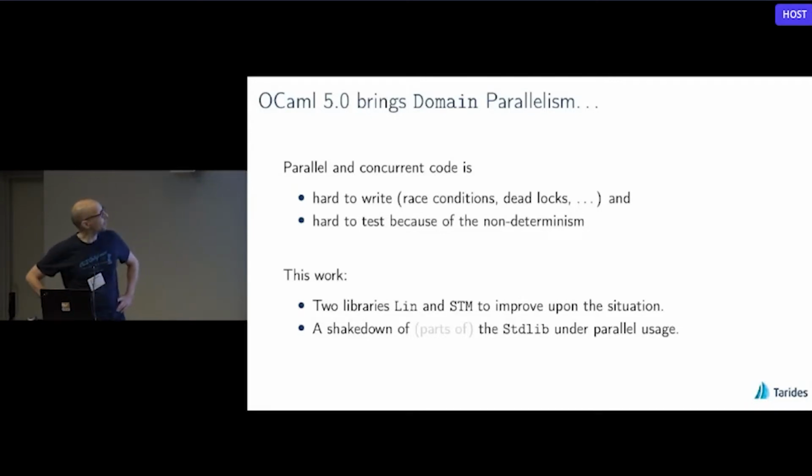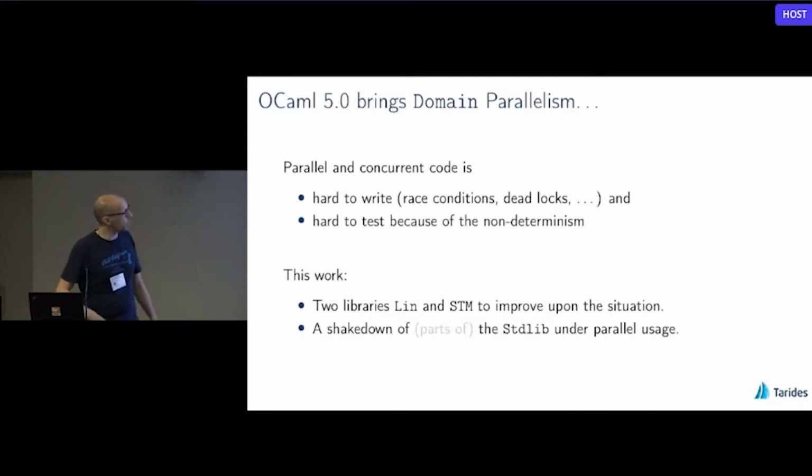As Casey has presented, with OCaml 5.0, we get domain parallelism, which is very nice. It's still hard to write parallel and concurrent code, and it's hard to test it because of this inherent non-determinism. So this work is indeed a couple of libraries that I'm hoping that someone else could benefit from as well, and a bit of a shakedown of at least parts of the standard library under parallel.